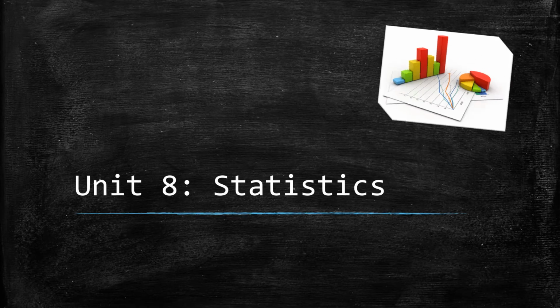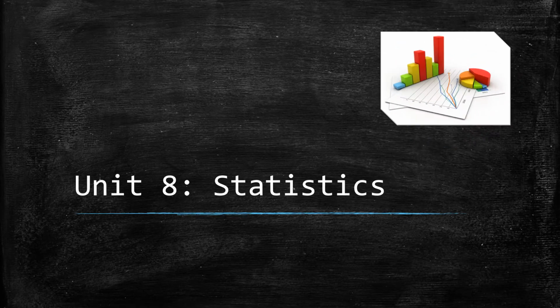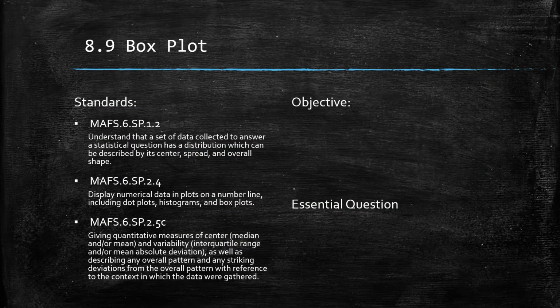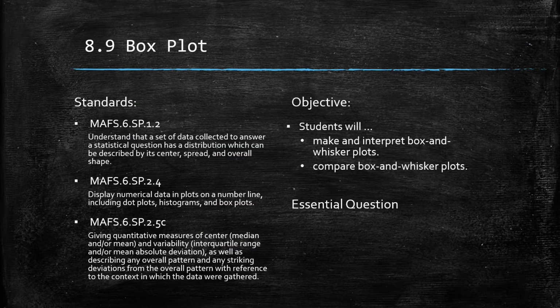Welcome to Unit 8 Statistics, lesson number 9. We're going to talk about box plots or box and whisker plots. Your objective for this lesson is to make and interpret box and whisker plots and compare box and whisker plots. Your essential question is, how can you use quartiles to represent data graphically?